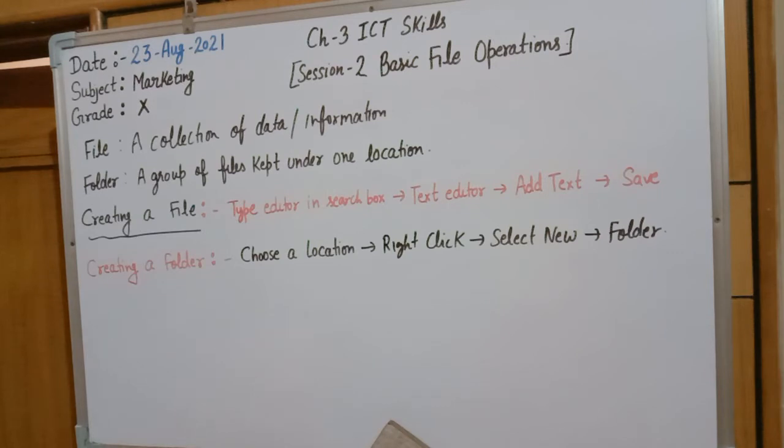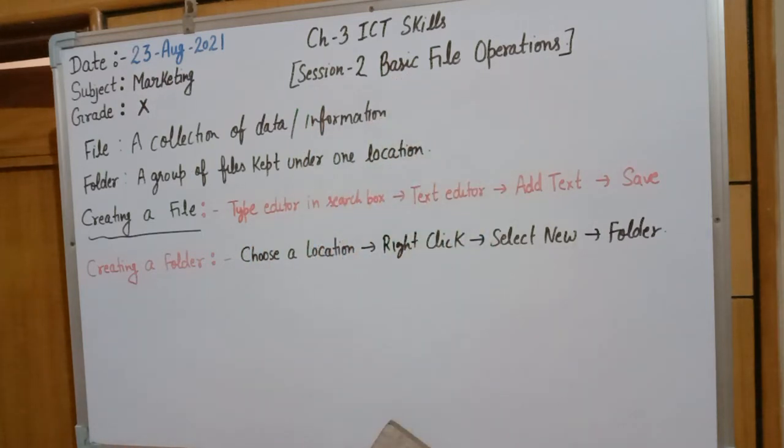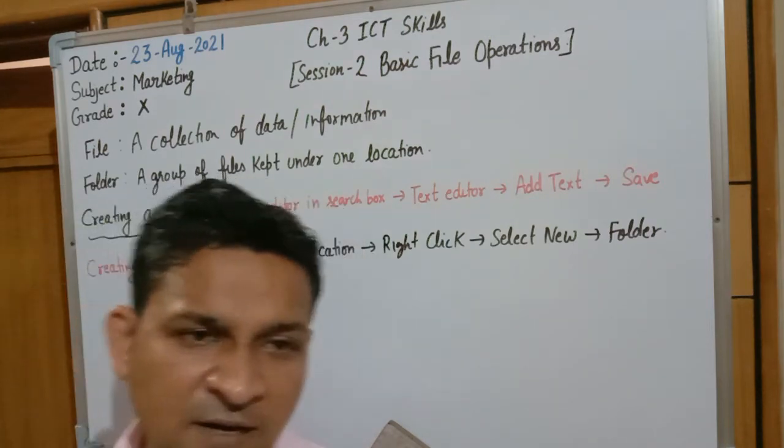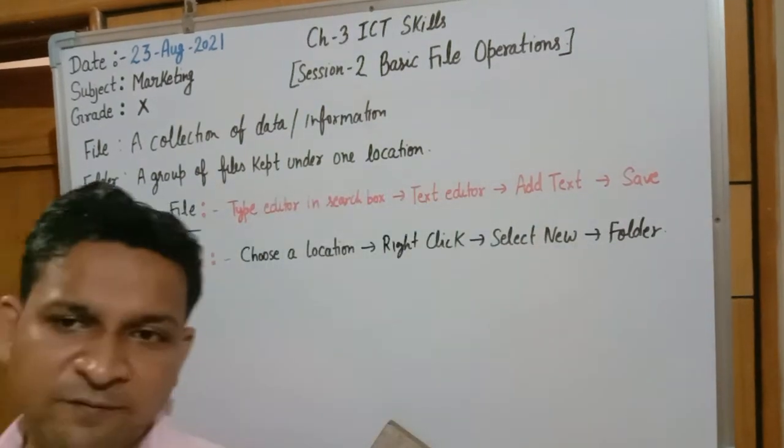In this video we are going to continue with chapter 3, ICT skill session 2, that is related to basic file operations. So what is basic file operation? In that we will discuss what is a file, what is a folder, and how we can open a file or how we can save a file.